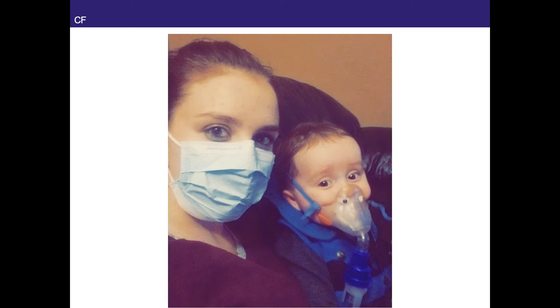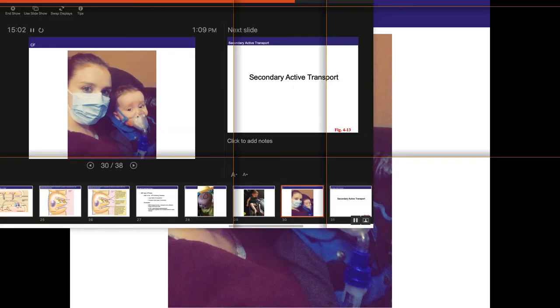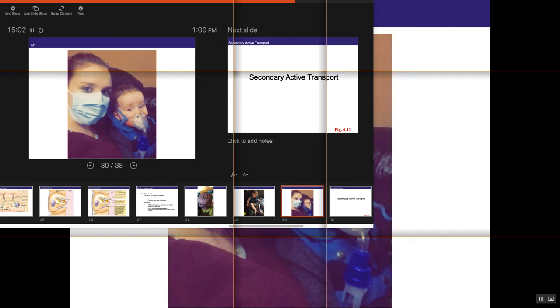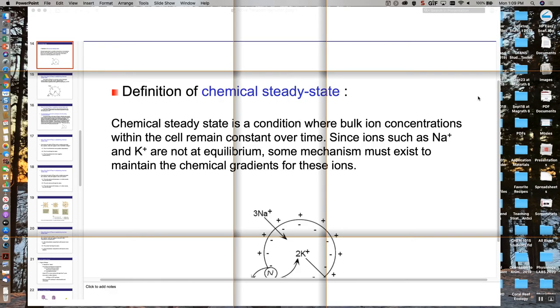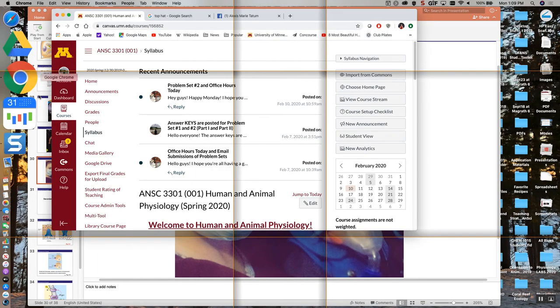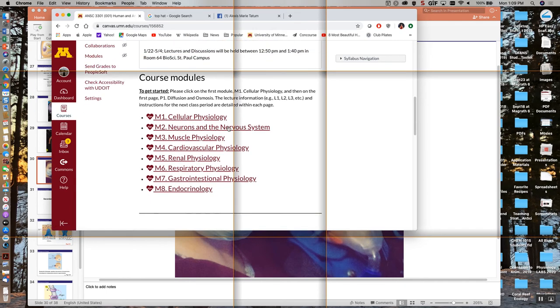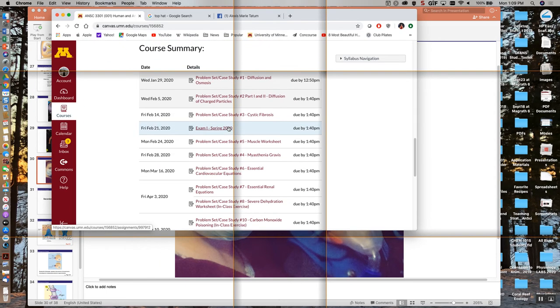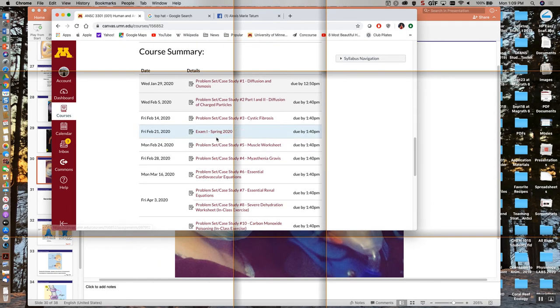So let me show you where you find it. And I'm sorry I didn't print it out. I usually like to do that so that you have it in class. Let's see here. If we go to our website and you scroll down, this is on our homepage. Again, I just showed you that with exam one. Go right to the top here. This problem set isn't going to be due until Monday now. So you have a full week to do the cystic fibrosis case.